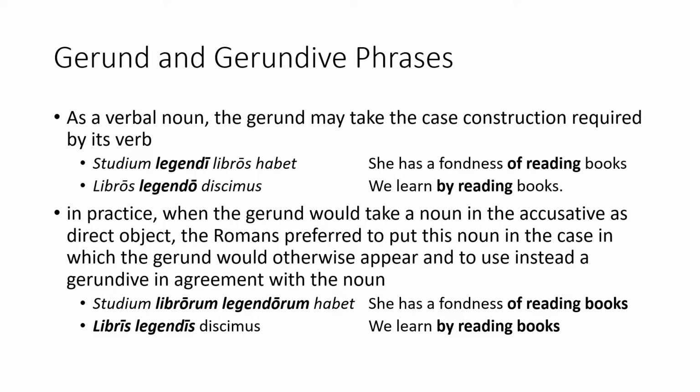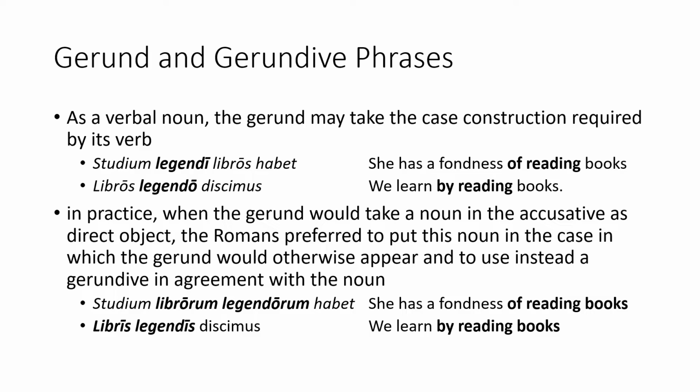As we saw in our example sentences, as a verbal noun, the gerund may take the case construction required by its verb. Both legendi and legendo in the sample sentences here take accusative direct objects. However, in practice, when the gerund would take an accusative direct object, the Romans preferred to put the noun that would have been the direct object into the case that the gerund should be in and modify it with a gerundive. For example, in the sentence studium legendi libros habet, as mentioned before, legendi has the direct object of libros, and the sentence is translated as, she has a fondness of reading books.